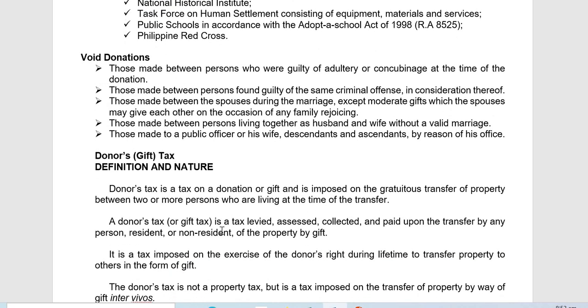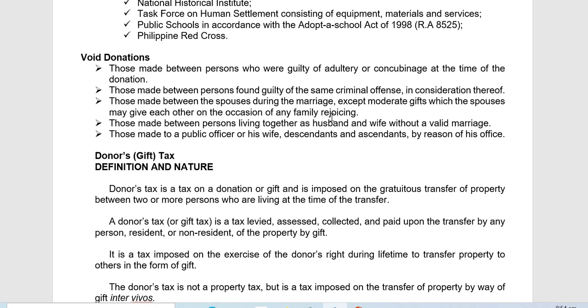And let's look at void donations. What are the void donations? Those made between persons who are guilty of adultery or concubinage at the time of donation are void. Those made between persons found guilty of the same criminal offense in consideration thereof. Those made between the spouses during marriage. So, spouses are prohibited from donating to each other, except for moderate gifts which the spouses may give each other on occasion of any family rejoicing, such as a gift on an anniversary.